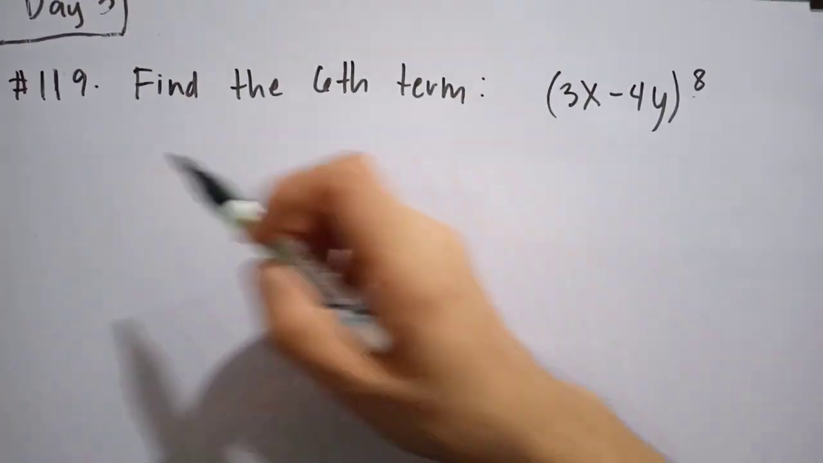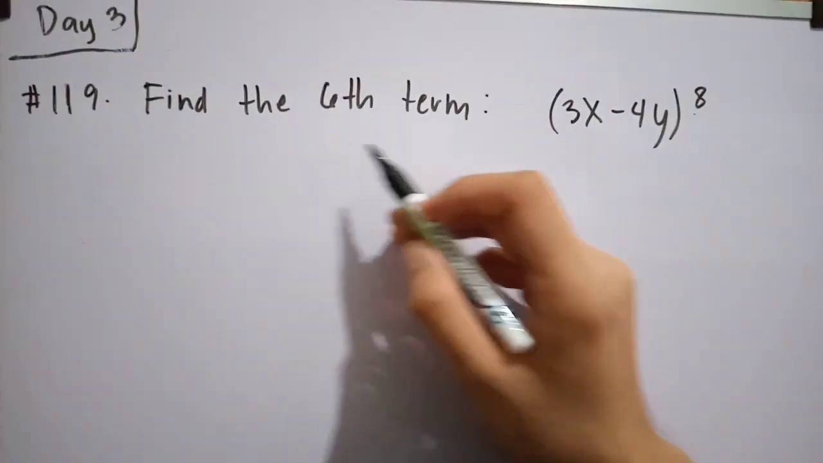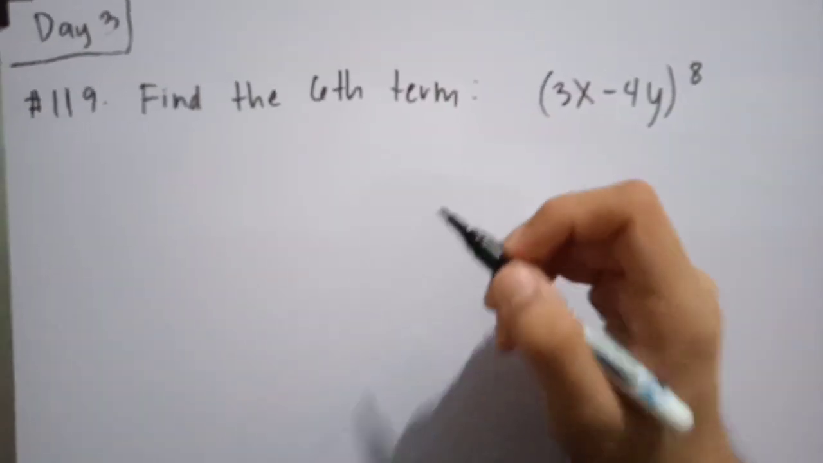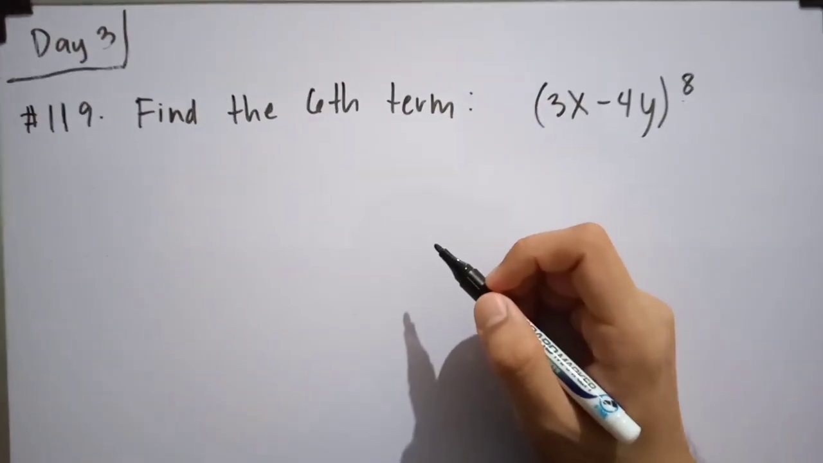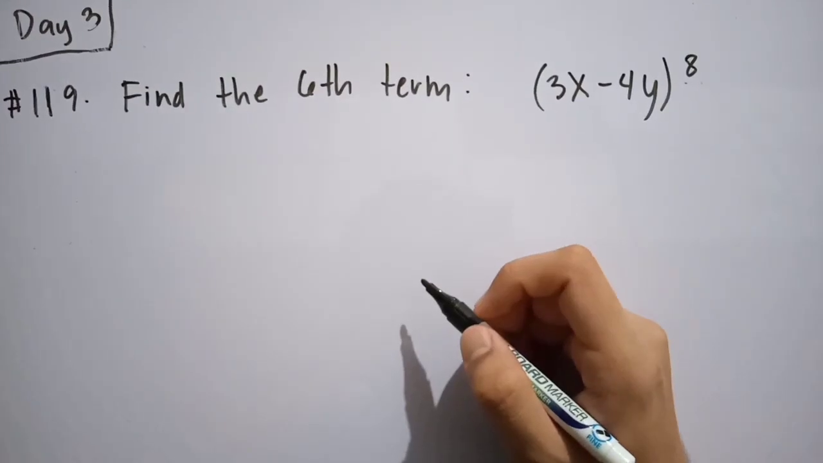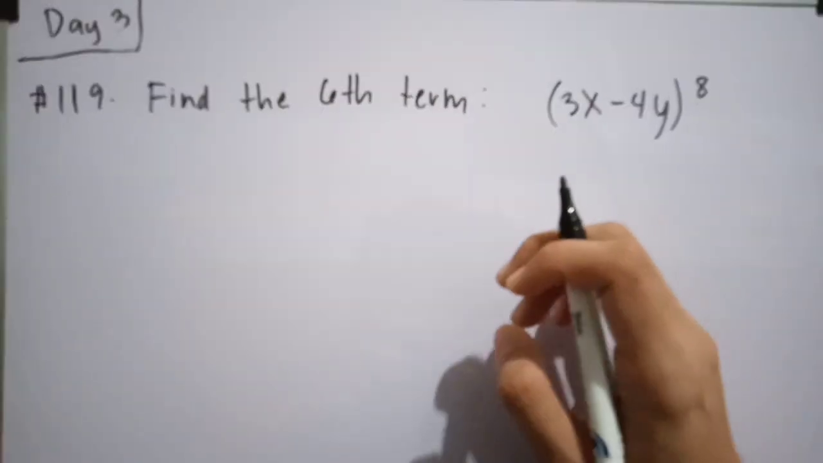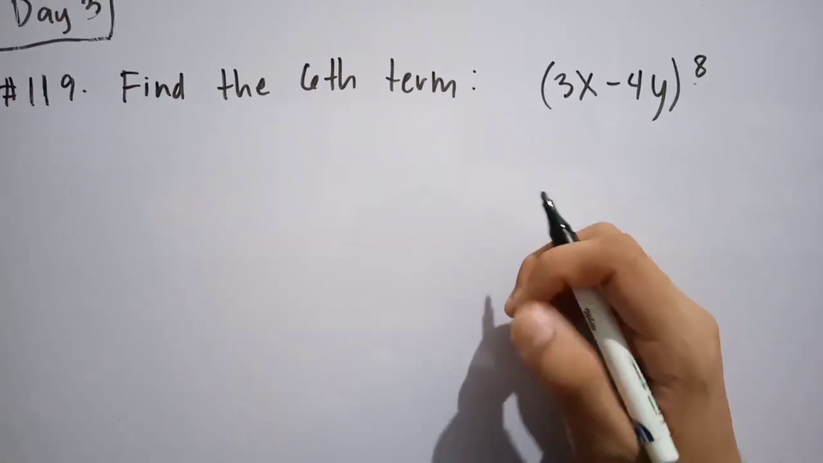This is problem number 119. Sabi niya, find the sixth term, 3x minus 4y raised to 8. Hindi natin gagamitan ng formula to. Try natin to by analysis. Kasi nagamit naman na natin yung formula kanina. So, try naman natin kapag analysis lang.